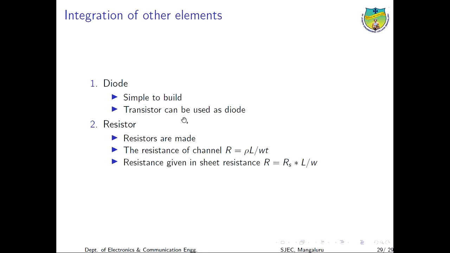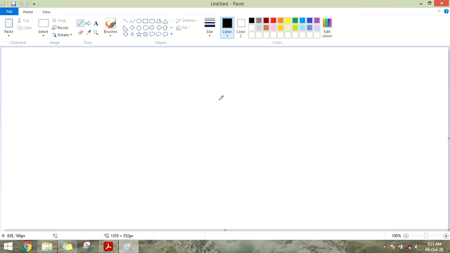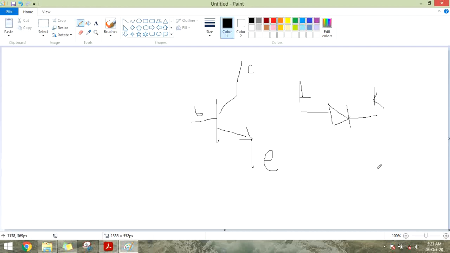So we know that we have three terminals: emitter, base and collector. We can use the emitter junction as the diode and we can short the collector and the base. If we have a transistor like this, this is the emitter and the base junction. We all know that this is the diode, with the anode and the cathode. So we can use this junction as a diode by shorting these two. If we short these two, this will be a diode now with anode and cathode.